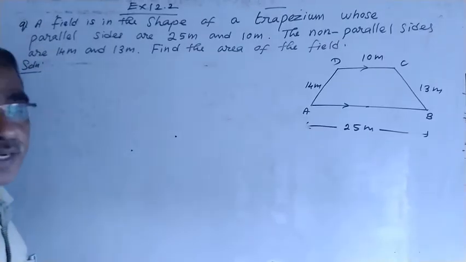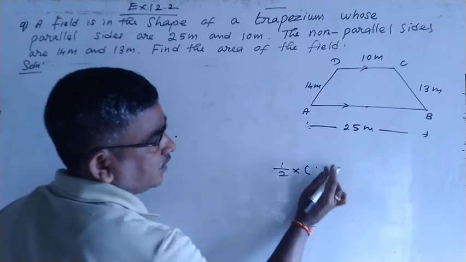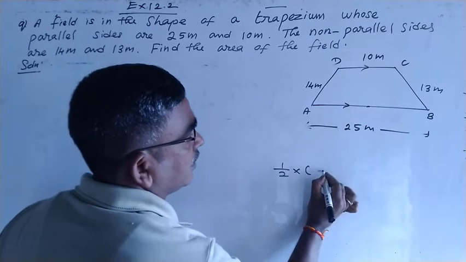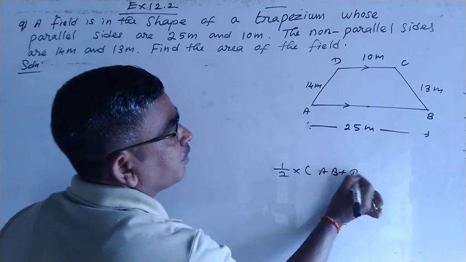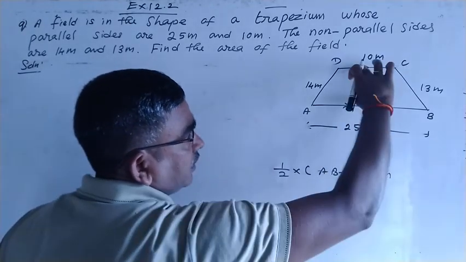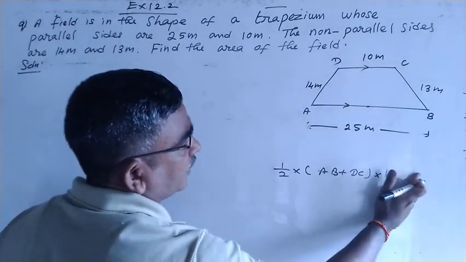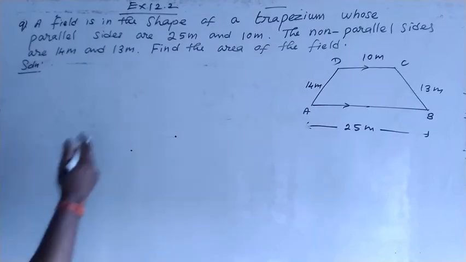Area of the field is the area of the trapezium, equal to half into the sum of the parallel sides. Parallel sides means AB plus DC, and the distance between the two parallel sides is called the height. We need to find the distance between the two parallel sides. We don't know it, so I'll tell you how to find it.